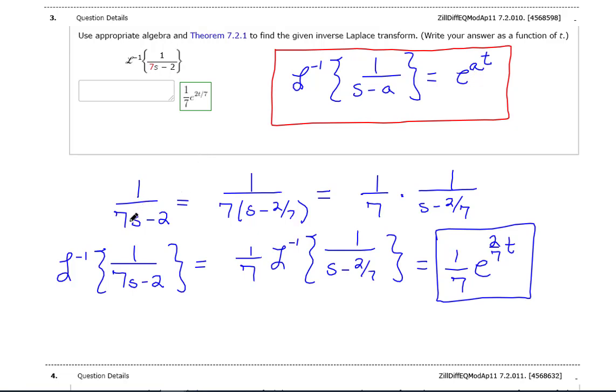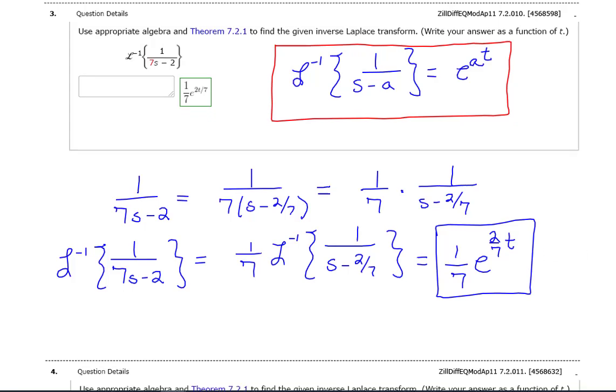So let's see. Well, I could factor out a 7, and I'd have inside s minus 2 sevenths, split off the constant, and now I do have 1 over s minus a number. So this is 1/7 times this inverse Laplace transform, which is e to the 2/7 t. So again, manipulating what we have to something that we know.